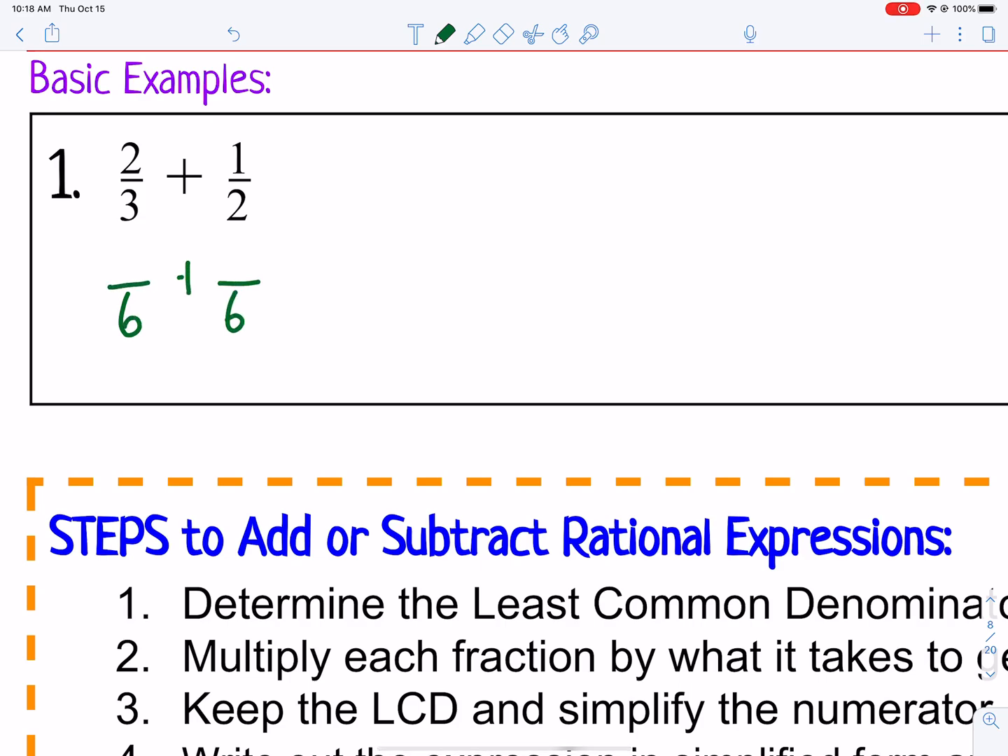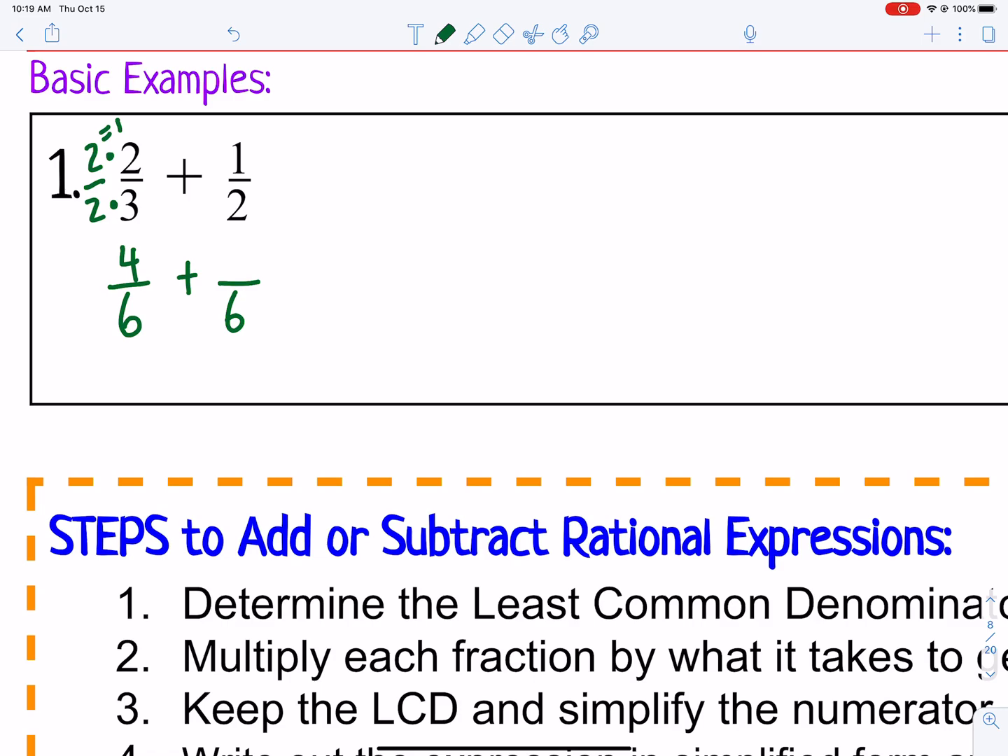I like to write them down and then think of what I would need to multiply the fraction by to get a 6 in my denominator. So 3 times 2 would give me 6. And then I also need to multiply the numerator by the same number. And remember, 2 over 2 is equal to 1. So that's why it's okay to do it that way. So we end up with 4 over 6, which is equivalent to 2/3.